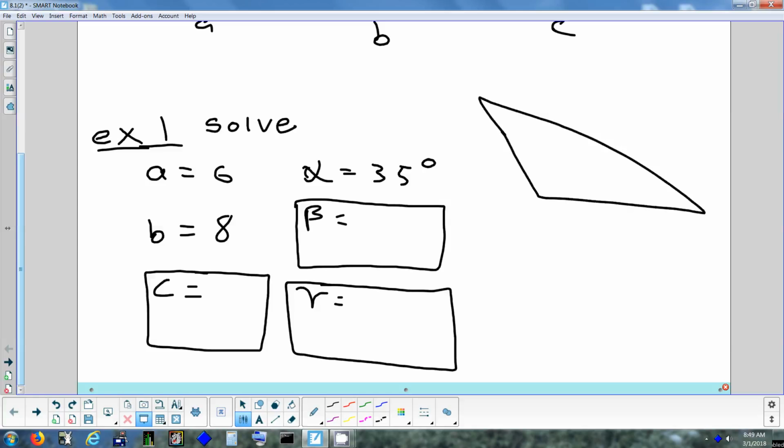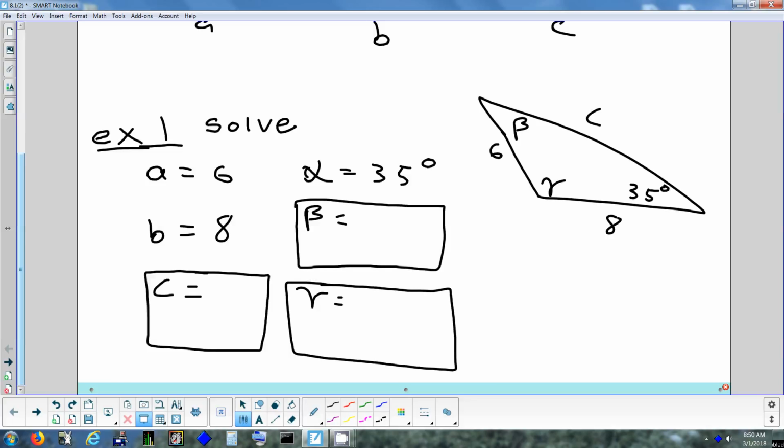Remember, my triangles are never drawn to scale. That's purely just so I get the relationships of what's across from what correct. So I'm going to put A, alpha. I'll put B, beta, C, gamma. Okay, looking at the triangle, how would you classify that triangle using the three letters, A's and S's?